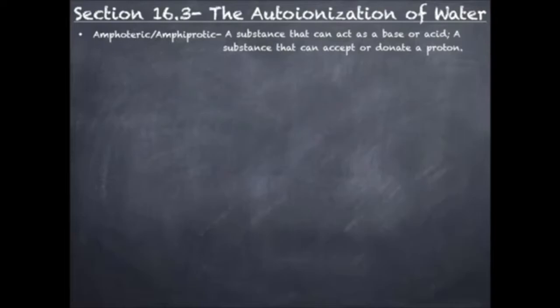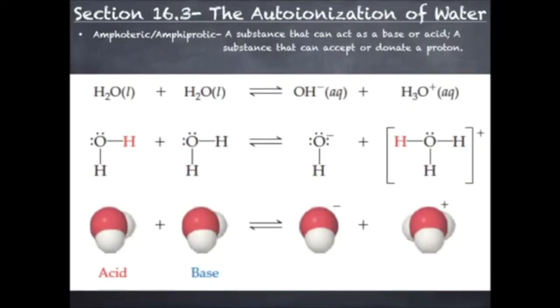Well, amphoteric means that a substance can act either as a base or an acid. And amphiprotic means that a substance can accept or donate a proton. Water can act as either a base or an acid, and it does so by either accepting or donating a proton. What does that look like? Well, water, as we saw in previous reactions, can either act as an acid or a base, or if it's reacting with itself, one water molecule can act as a base and the other one can act as an acid. And this reaction is called autoionization because you're producing ions, but water is doing it to itself.